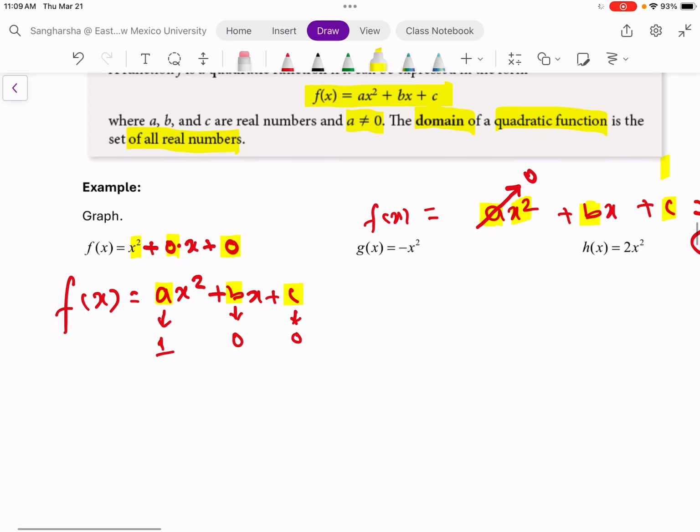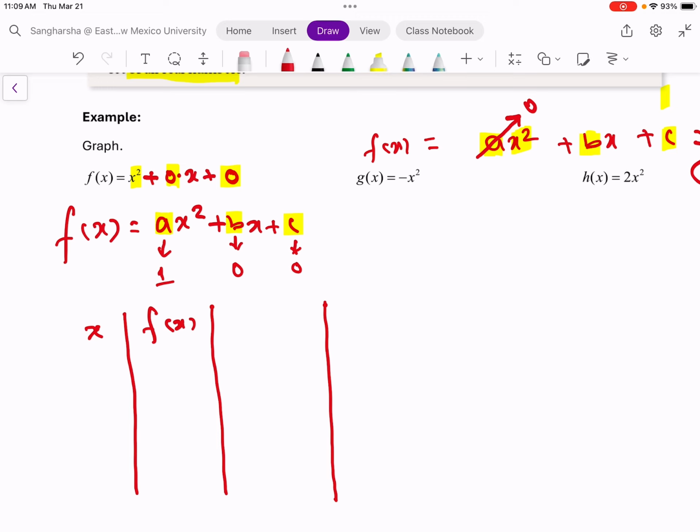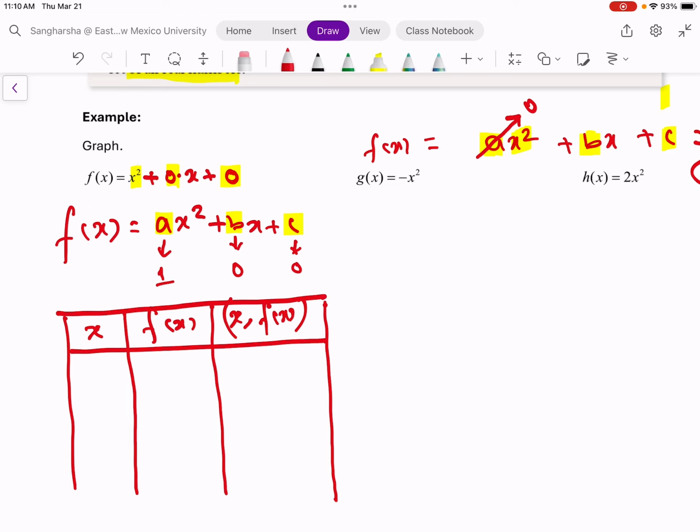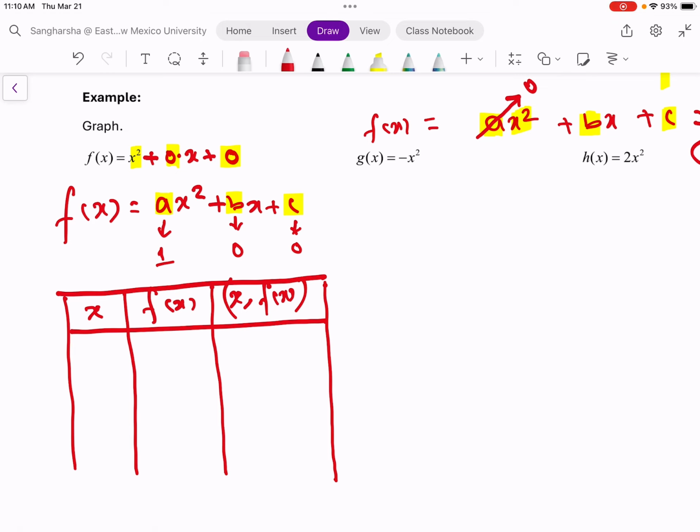Now, let's graph this function. To graph, we need an input, x, and our output is f of x. Let's make a table. And we know the shape of the graph for a quadratic function. What is the shape? We had quadratic functions in our section 2.8. It's always a parabola. Now what input do you want to choose? We know the domain of a quadratic function is all real numbers, so we can choose any real number.